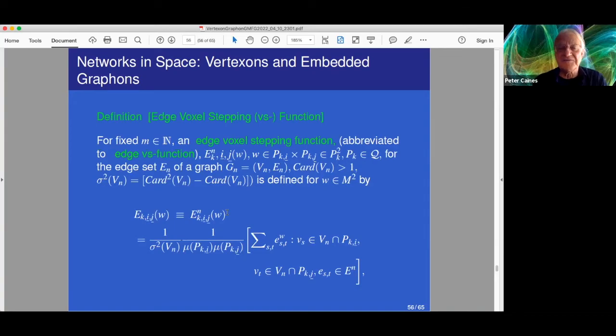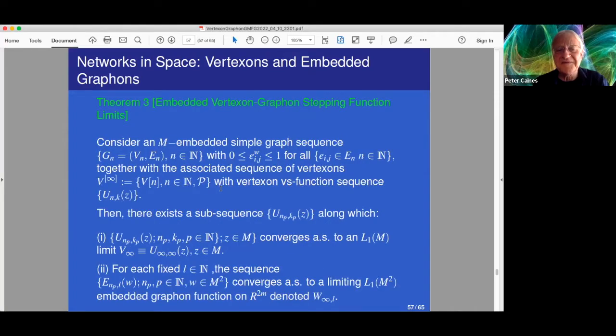So then we rerun the construction. Now we do edge voxel stepping functions, which are defined by counting the number of edges, actually with weights if you wish, between the vertices in the voxel p_ki and the voxel p_kj. So in fact, the voxels in the R^2m setup are going to be the product of all possible voxels in the m-dimensional setup. And notice here that the possible number of links will be card squared of V_n minus the diagonal.